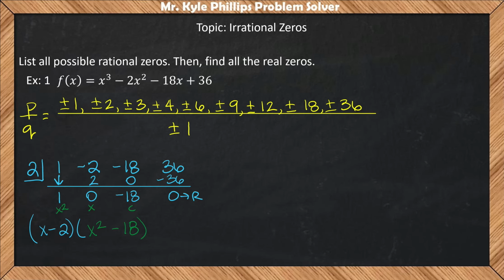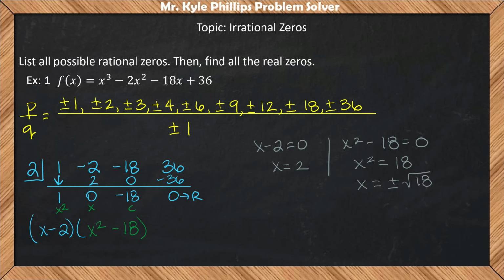Now, I need to figure out what the zeros are going to be, so I need to set each factor equal to 0. I'll do that over here to the right. I'll say x minus 2 equals 0, and x squared minus 18 equals 0. When I add the 2 to the other side, here I get x equals 2. Here I get x squared equals 18, so I'll need to take the square root. This will be plus or minus the square root of 18. So those are your solutions. We have 2 and we have plus or minus the square root of 18.